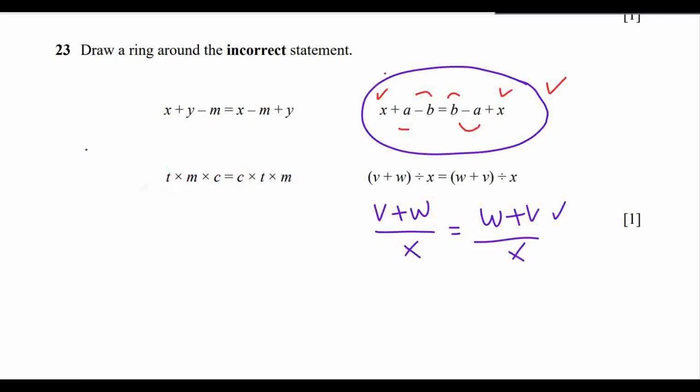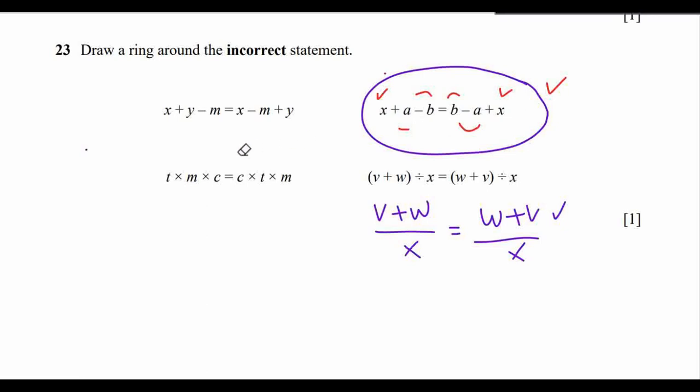The rest are equal. See, v plus w over x is the same as w plus v over x. V plus w is equal to w plus v. The same applies to this: t times m times c is c times m times t. So the order doesn't matter in multiplication. And this one is x plus y in addition, then minus m. So x, positive x, the same, and plus y at the back here. So we shift it to the back. Negative m the same. So this is the only incorrect answer.